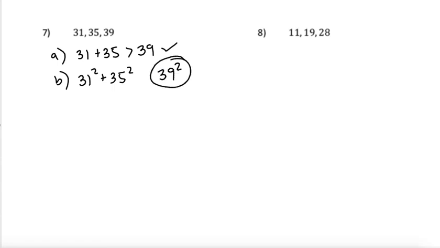On 7, we'll check 31. Okay, that's in order, plus 35. Make sure that's greater than 39. So that's 66, bigger than 39. So let's see what kind of triangle it is. 31 squared plus 35 squared, and we want to compare to 39 squared.